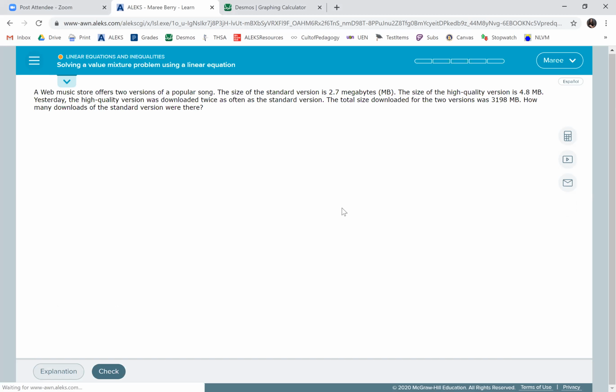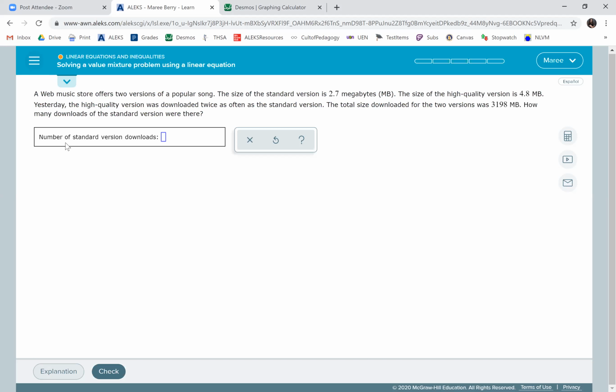So I like to start with what's going to be my variable. We want to know how many of the standard version there were. So we're going to call the standard version X. So it says right here is what we're going to use X for. The high quality version was downloaded twice as often as the standard version. So high quality is just 2X because it says it's twice as many.